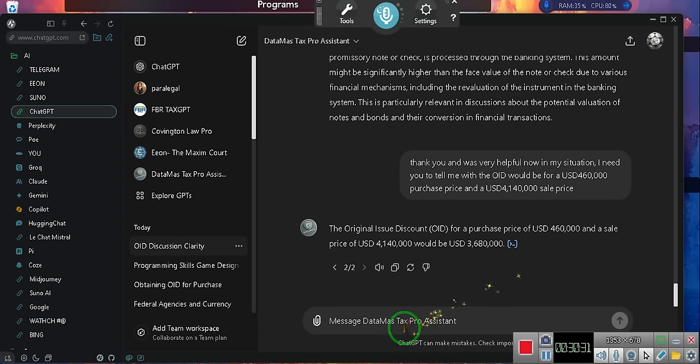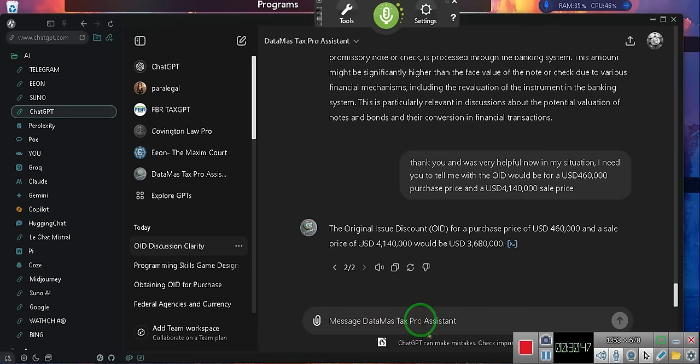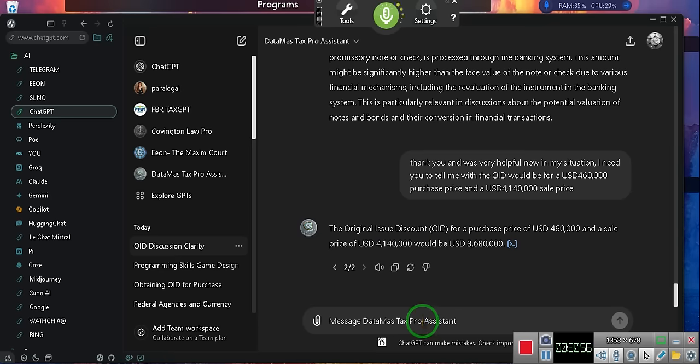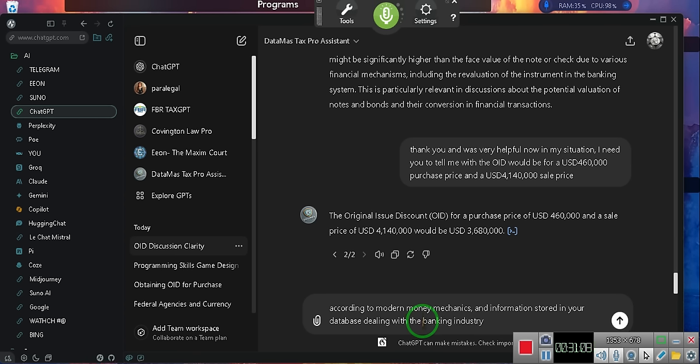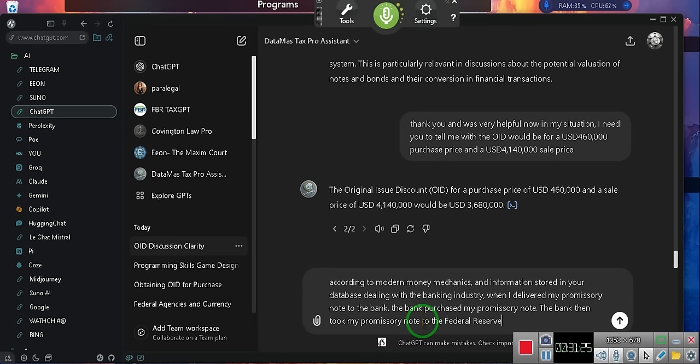Wake up. Wake up. According to modern money mechanics, comma, and the information stored in your database dealing with the banking industry, comma, when I delivered my promissory note to the bank, comma, the bank purchased my promissory note. Period. The bank then took my promissory note to the Federal Reserve, and the Federal Reserve converted the promissory note and issued credits to the bank on my behalf.